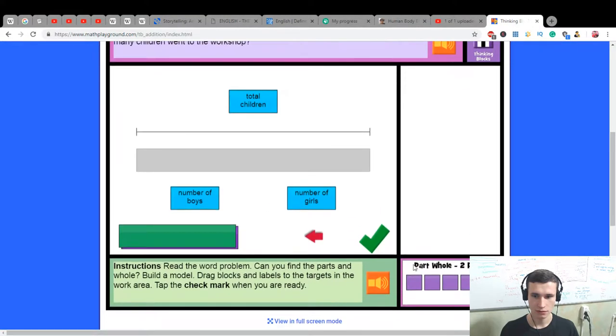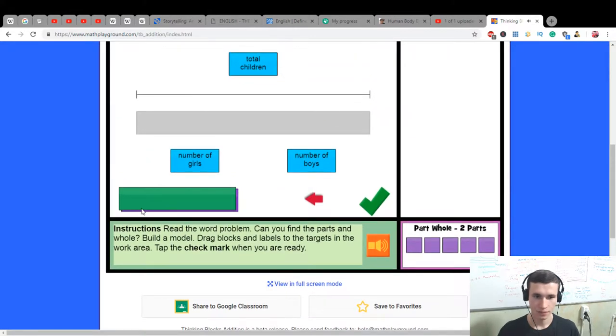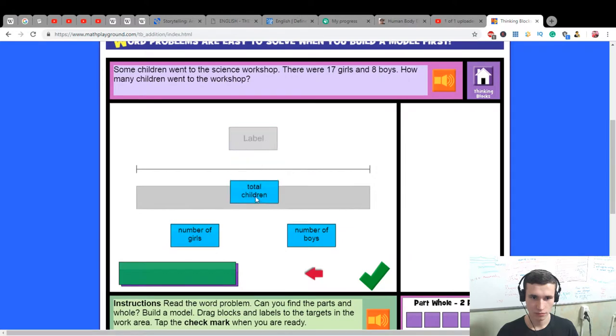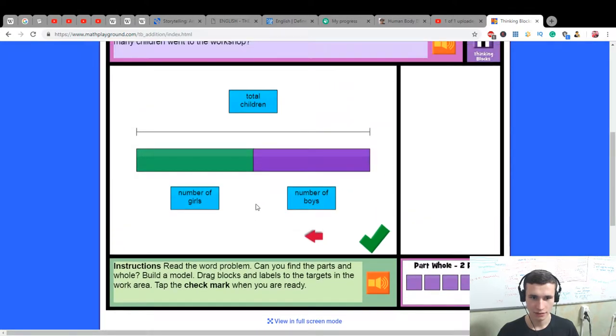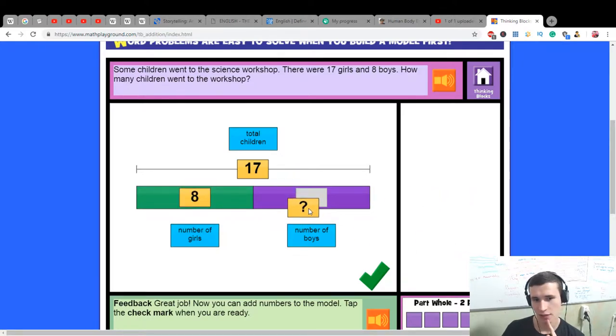What do I need to do? Change the girls to boys. Right there. Total children number. Okay, that's all? Okay. Total children 17. 8 people here and 9 people here. What's wrong with it?